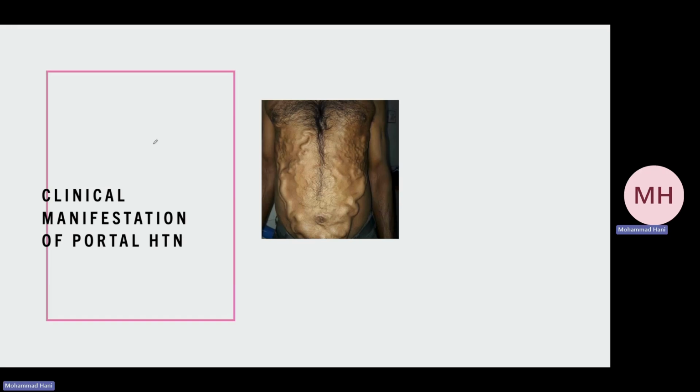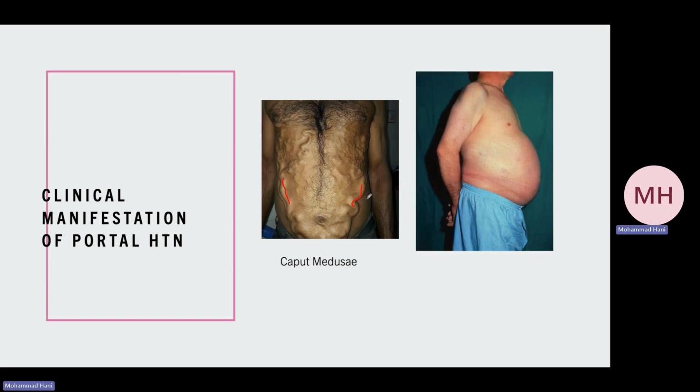Here it is. This is caput medusae. This is how they look. You can see these are all dilated abdominal veins, the superficial venous system in the abdomen, because of the increased blood volume in them. So this is actually a more severe case. And here you see ascites, which is basically accumulation of fluid in the peritoneum.